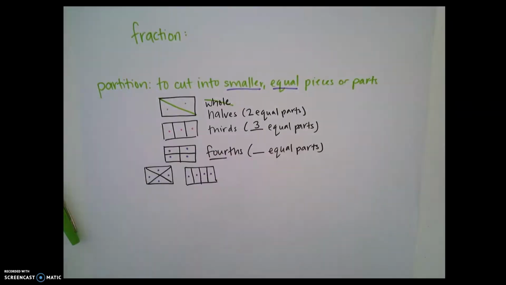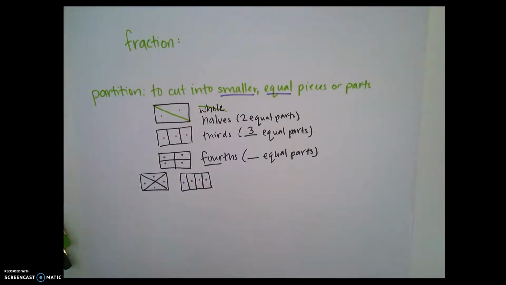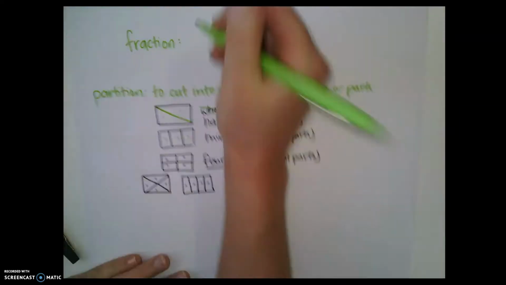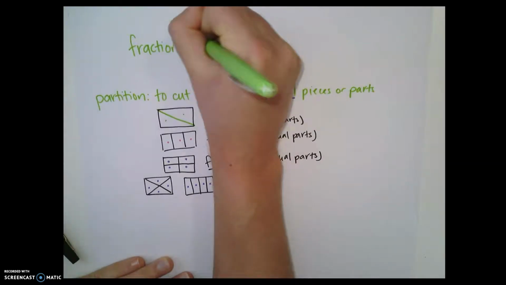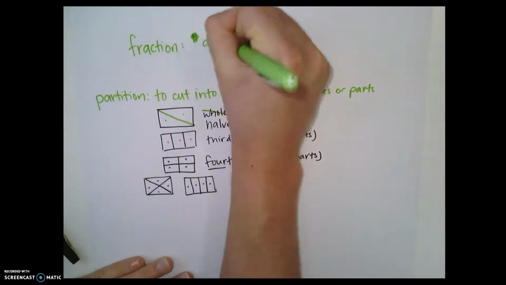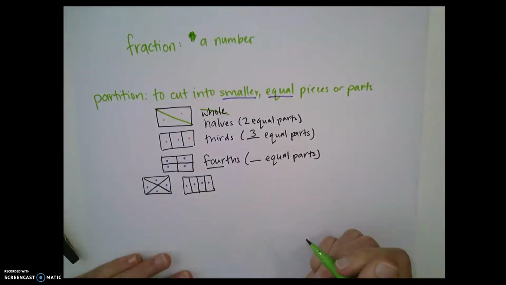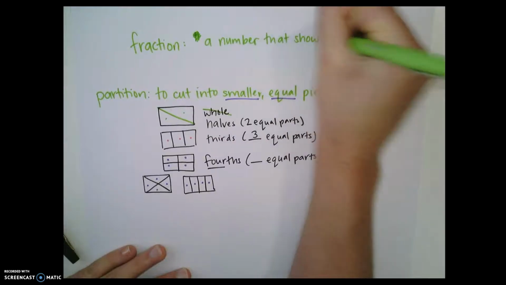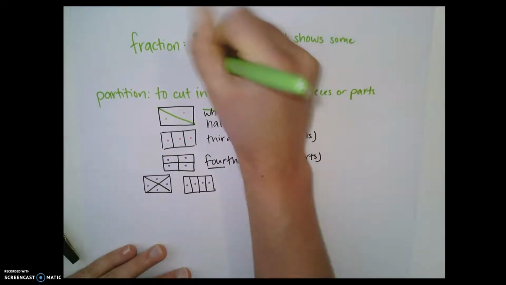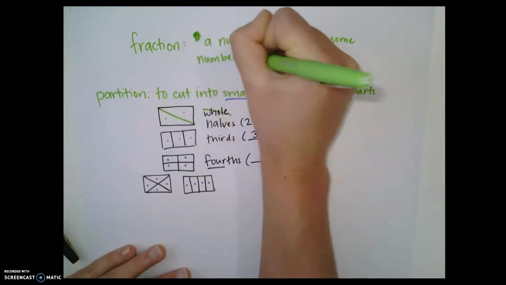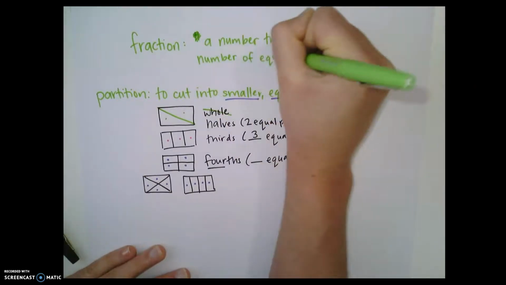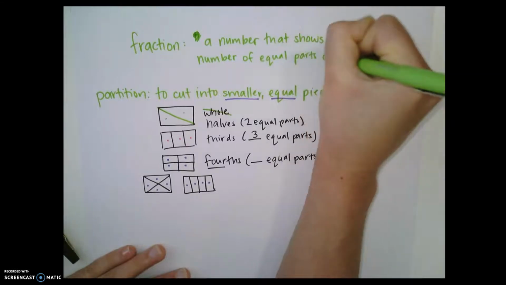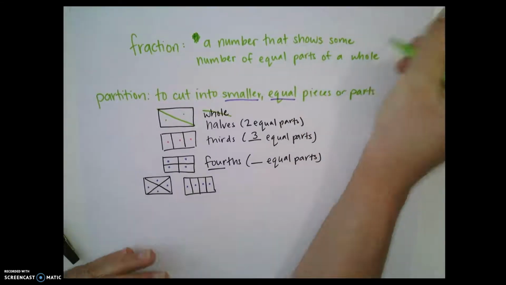So the reason we're reviewing that is because now we're going to review our word fraction. We're going to review this word fraction because they're actually related to each other. So a fraction is a number that shows some number of equal parts of a whole.